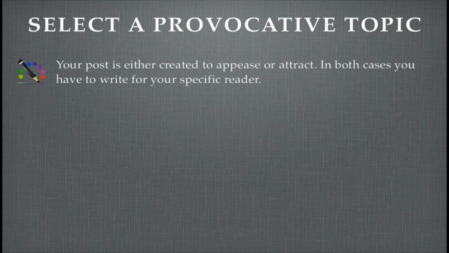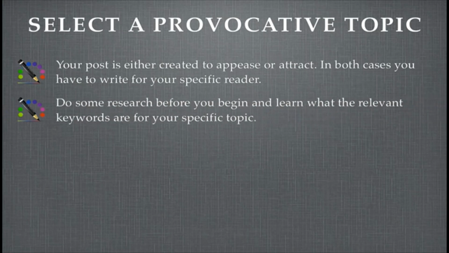And you know what? Baloney with all that crap. You have to write for people and you have to write for the reader, which means you need to know the reader. Do some research before you begin and learn what the relevant keywords are for your specific topic. Now, it's good to know some keywords that have to do with that topic. And you could use Google, you could use trends, there's a million ways that you can find keywords that relate to the topic that you want to talk about.